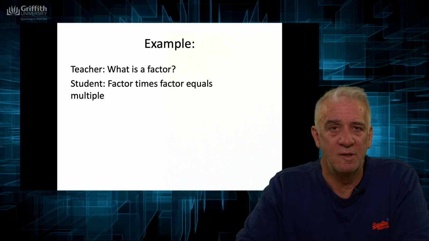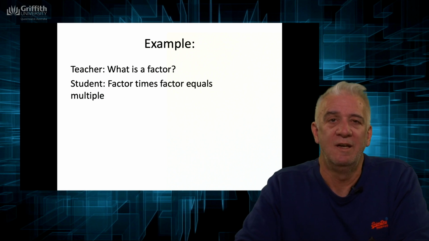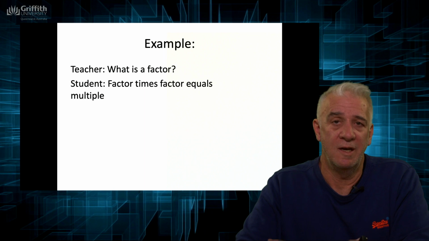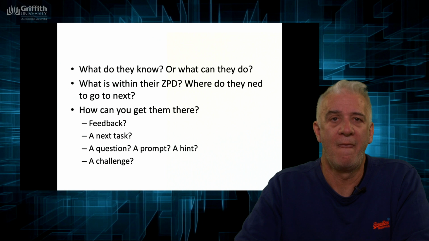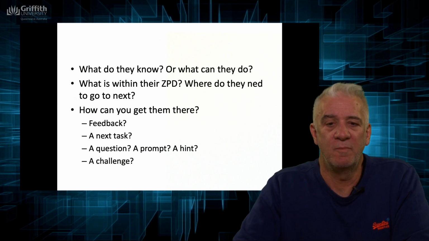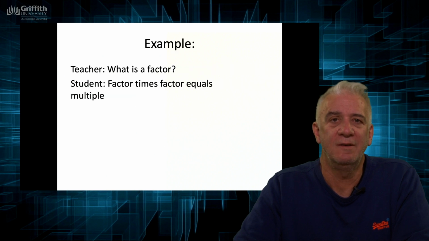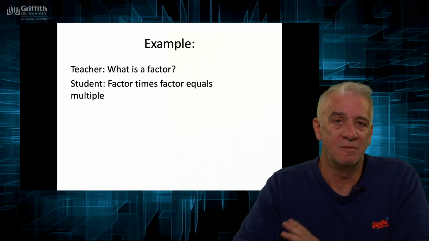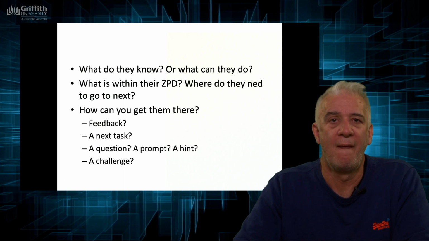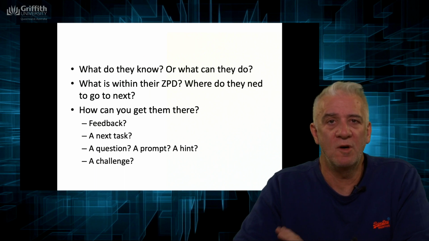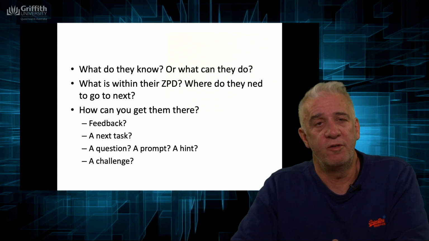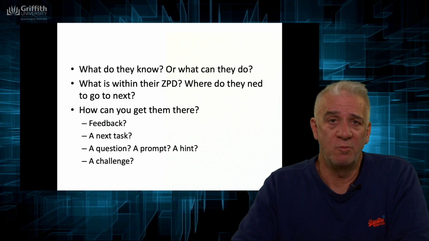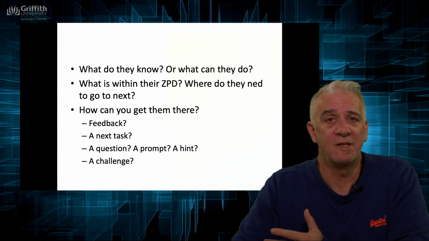Here's another example. The teacher might ask, what is a factor? And the student response might be, and this is one I've had before, factor times factor equals multiple. Now, from that, the question would be, well, what do they know? Okay, that's their response. Technically, it's a correct response. But if students said that, what do they know? Well, what can they do? So when I heard that from a student, I thought, oh, okay, they've memorized the textbook definition, but do they really understand what it is?